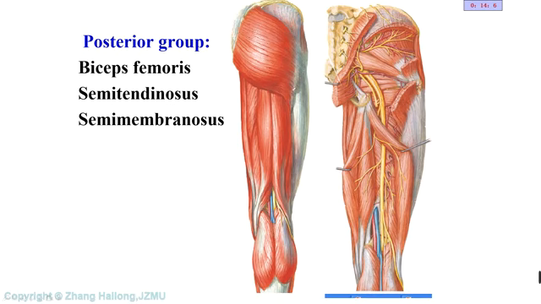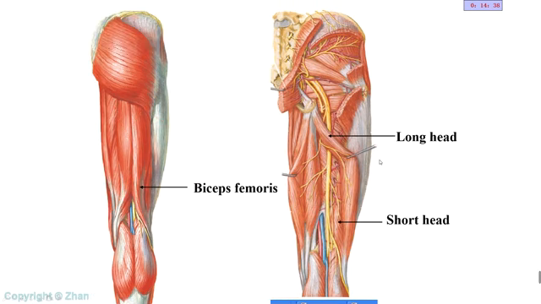Now let's see the back of the thigh. On the back of the thigh, there are three important muscles you should master. The first one is biceps femoris. Biceps femoris is on the right thigh. On the lateral side is biceps femoris, and on the medial side are two muscles, semitendinosus and semimembranosus. Okay. Now let's see them one by one.